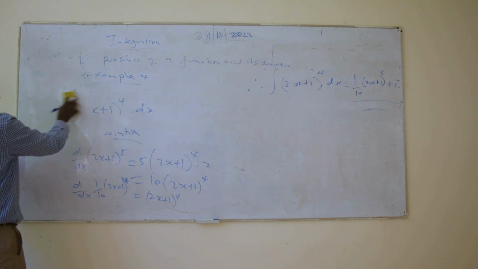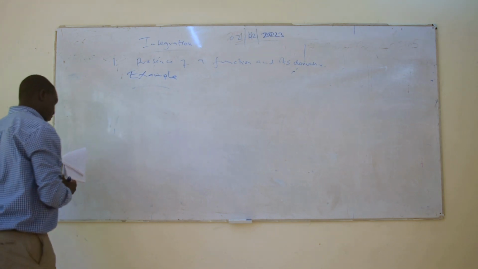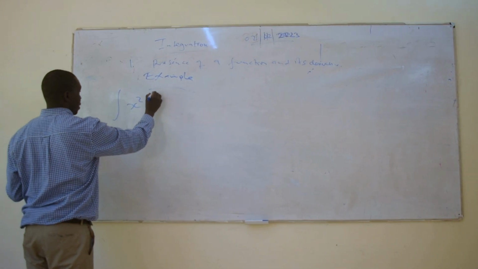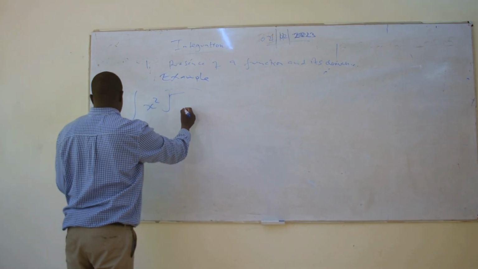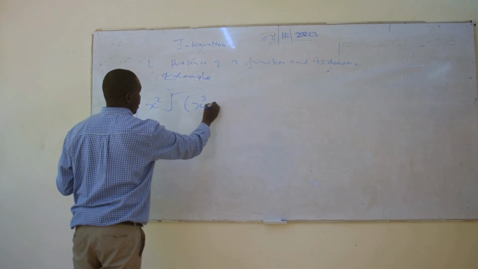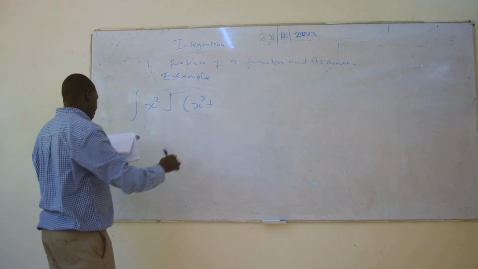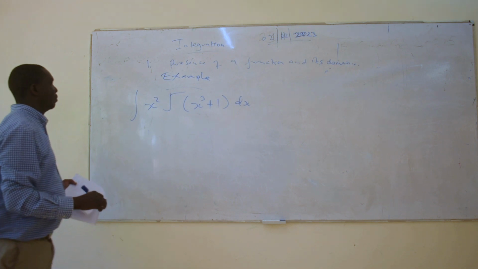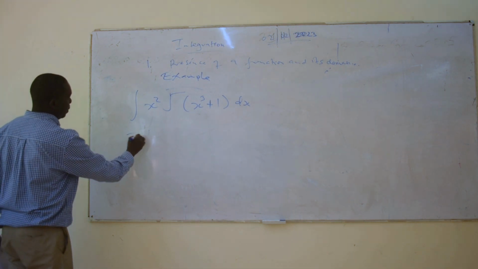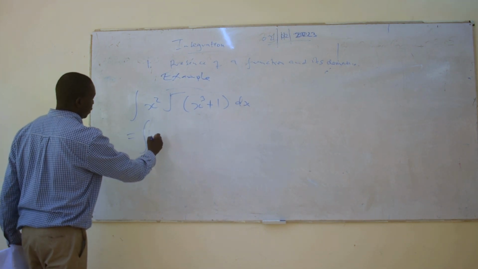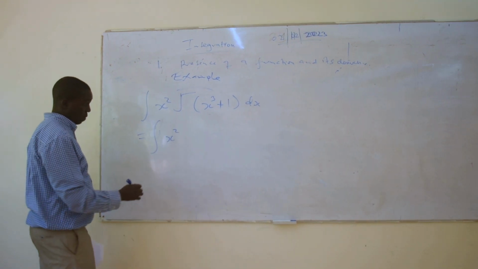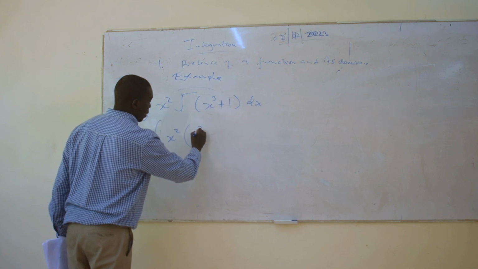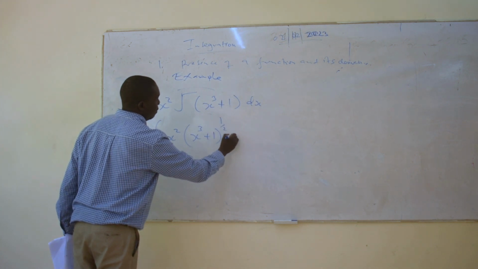Another example, example 5. Integrate x squared root of x raised to power 3 plus 1 dx. Now this can be written as integral of x squared in bracket x raised to power 3 plus 1 raised to power half dx.